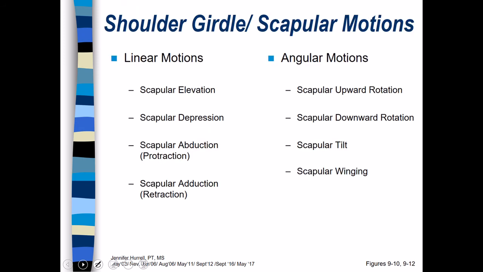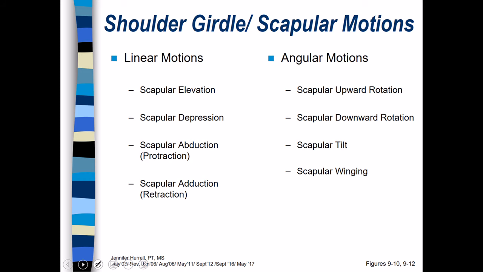All right, shoulder girdle and scapular motions. Let's first distinguish between linear motions and angular motions of the shoulder girdle. Linear motions are ones that can happen all by themselves. For example, any of these 4 motions, scapular elevation, I can just sit here and say, I'm going to do scapular elevation. It can happen all by itself. Nothing else in the body has to move. Scapular elevation happens independent of anything else. Scapular depression, going back down, happens independent as well.